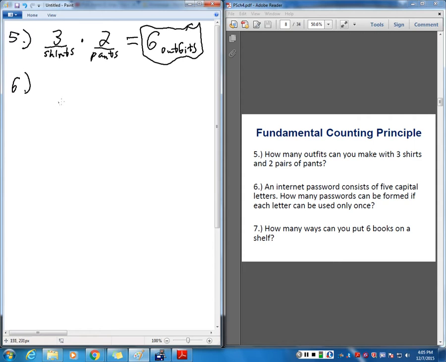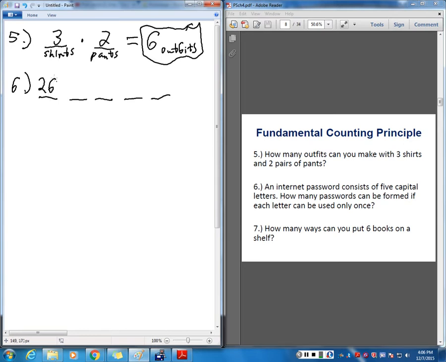All right, question number 6. An internet password consists of 5 capital letters. How many passwords can be formed if each letter can be used only once? Well, I have 5 capital letters, so I'd have 5 slots to fill letters in. How many letters are available for the first slot? That would be 26. 26 is in the alphabet.